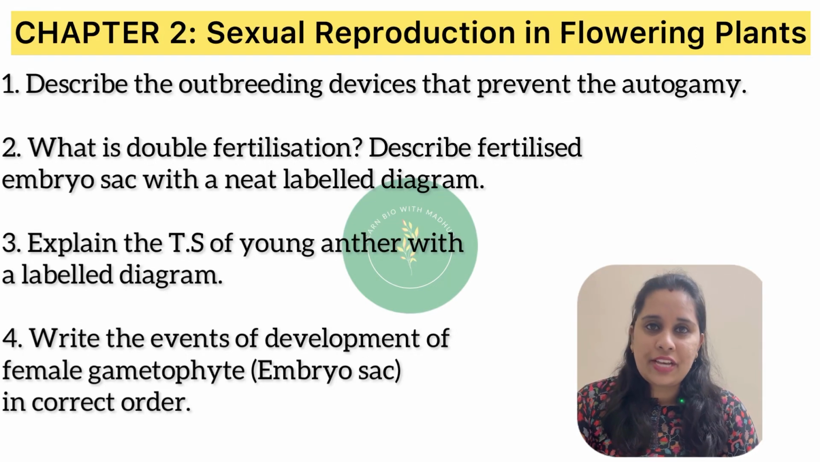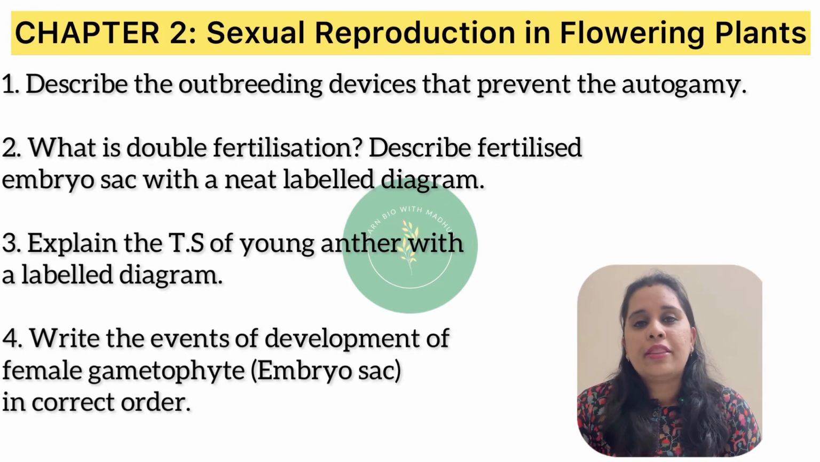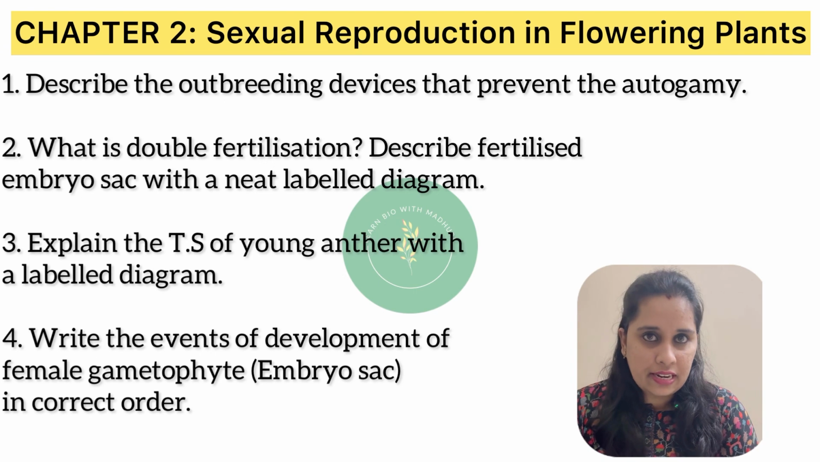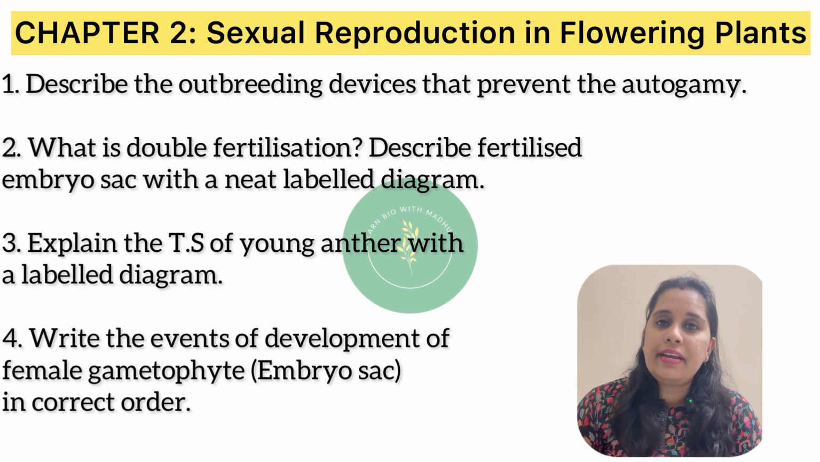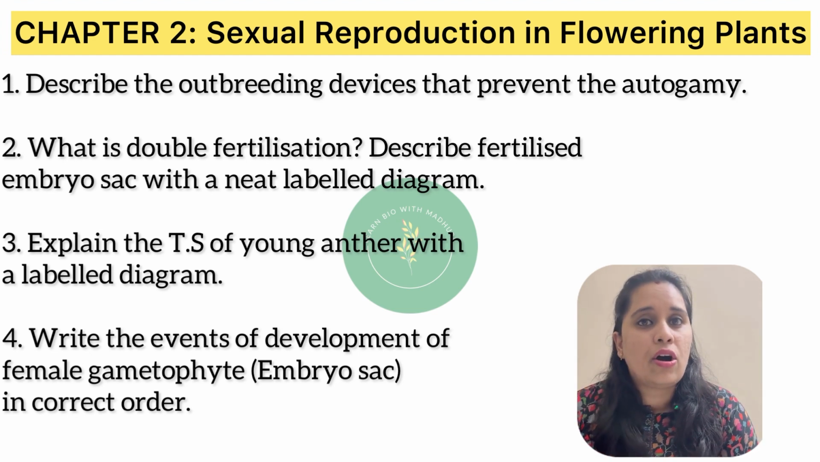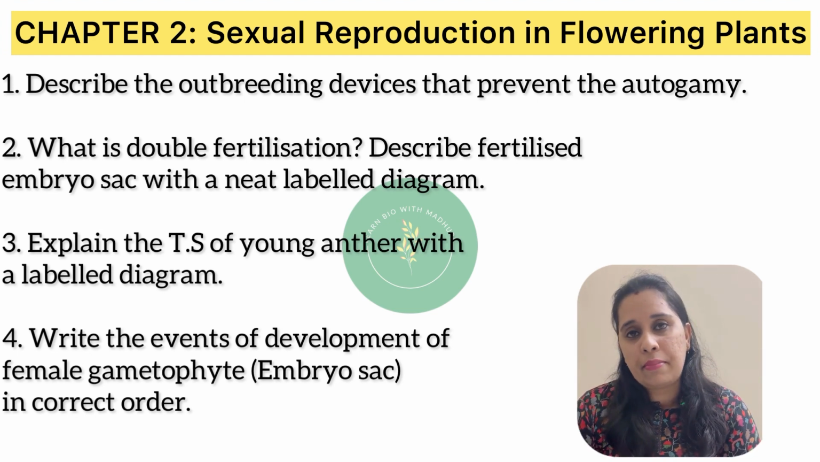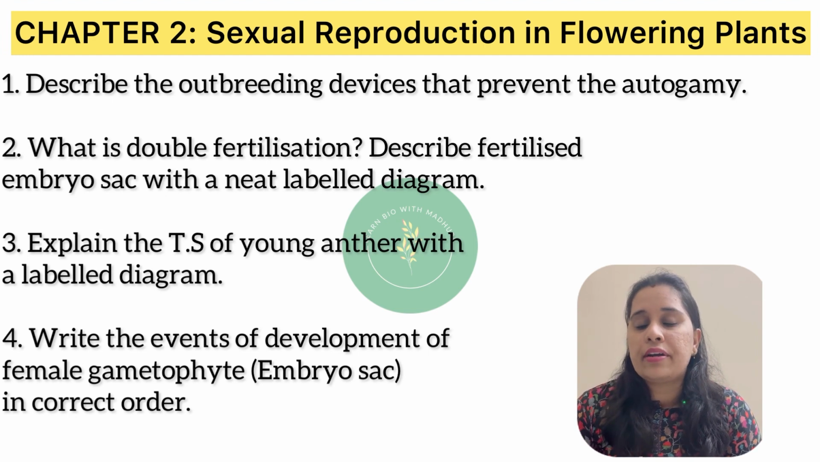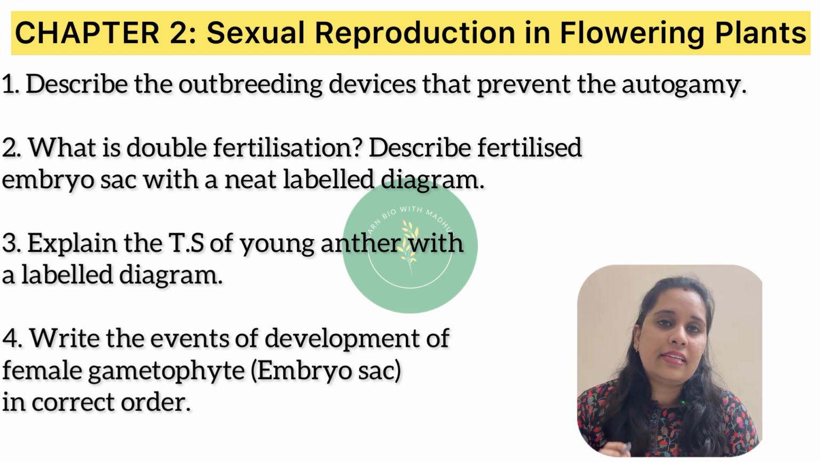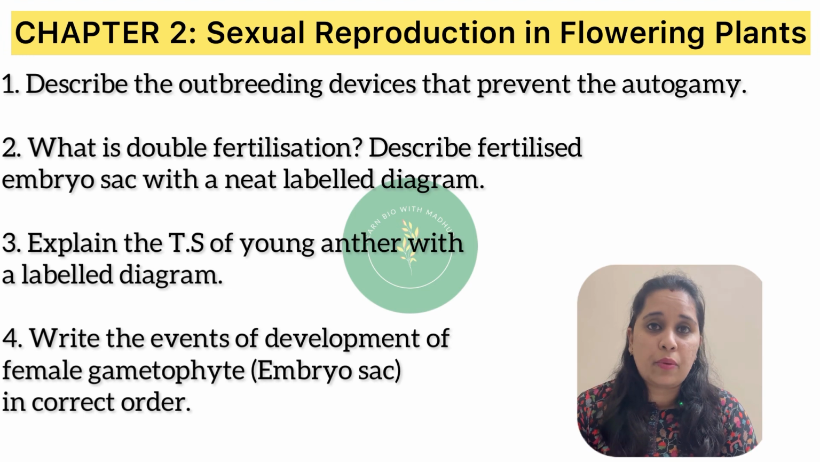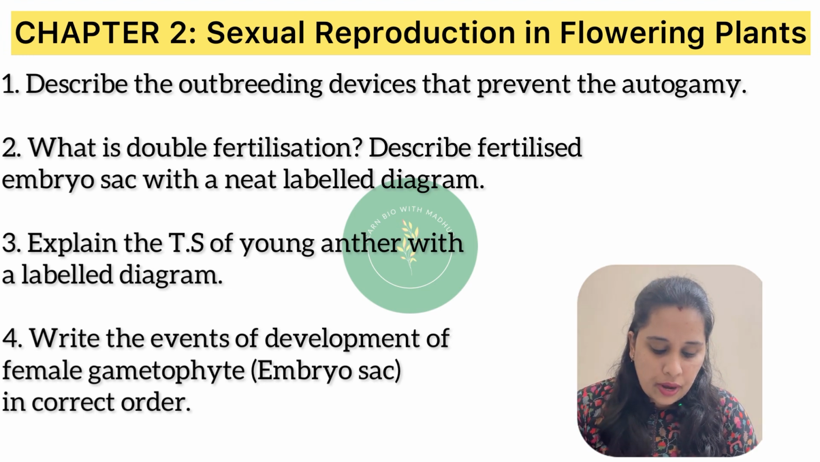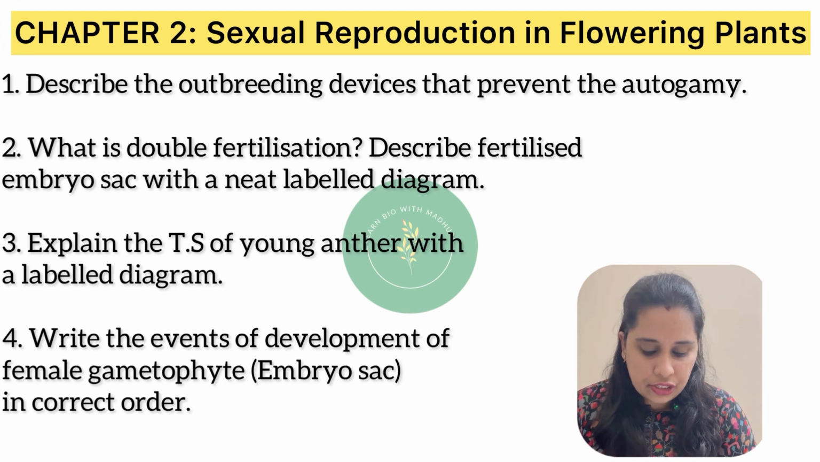Let us start with the session from chapter number 2. The questions are displayed on the screen. Sexual reproduction in flowering plants. So question number 1. Describe the outbreeding devices that prevent autogamy. Here you have to remember there are two important words, outbreeding device and autogamy. It's been frequently asked.